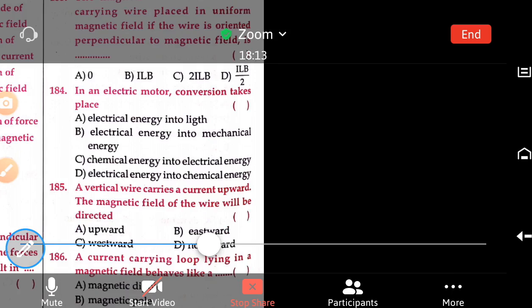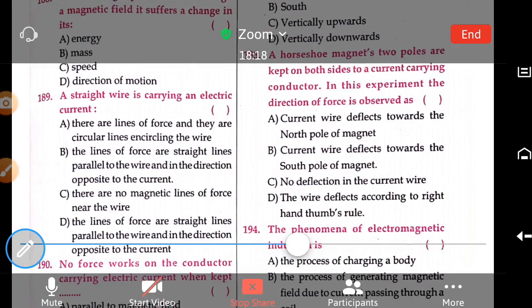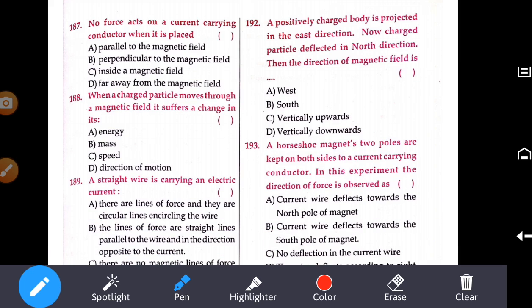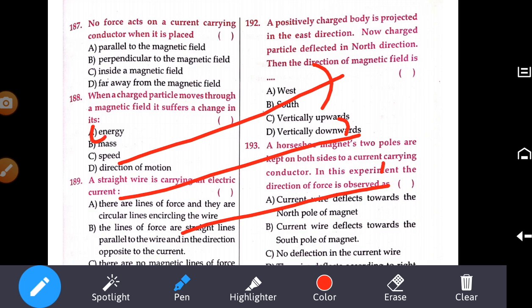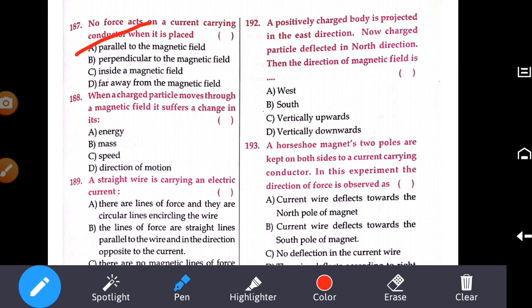Okay, next page. No force acts on a current carrying conductor when it is placed parallel. Think that this is our conductor. When a conductor is placed parallel, what happens? No magnetic field is passing through it. So when there is no magnetic field passing through it, no effect of force can be present on the conductor. So it is parallel to the magnetic field.